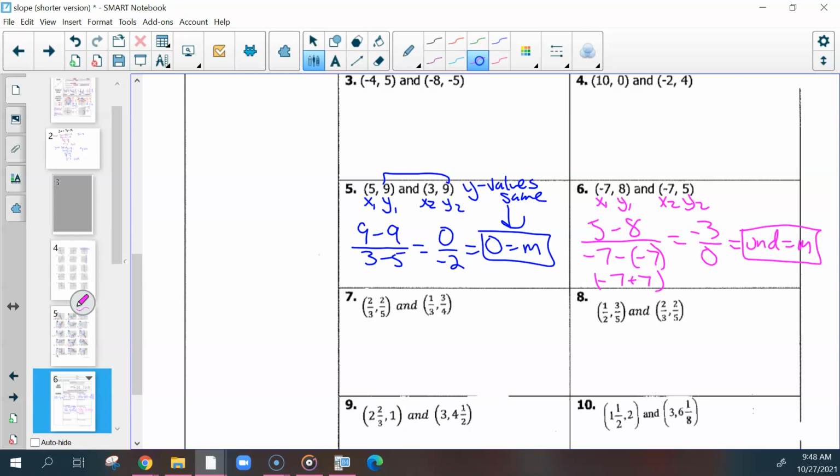If you look back at the ordered pairs, here we had x values that were the same. So if you see that your x values are the same, these 2 points are going to fall on the same vertical line, so this would have an undefined slope.